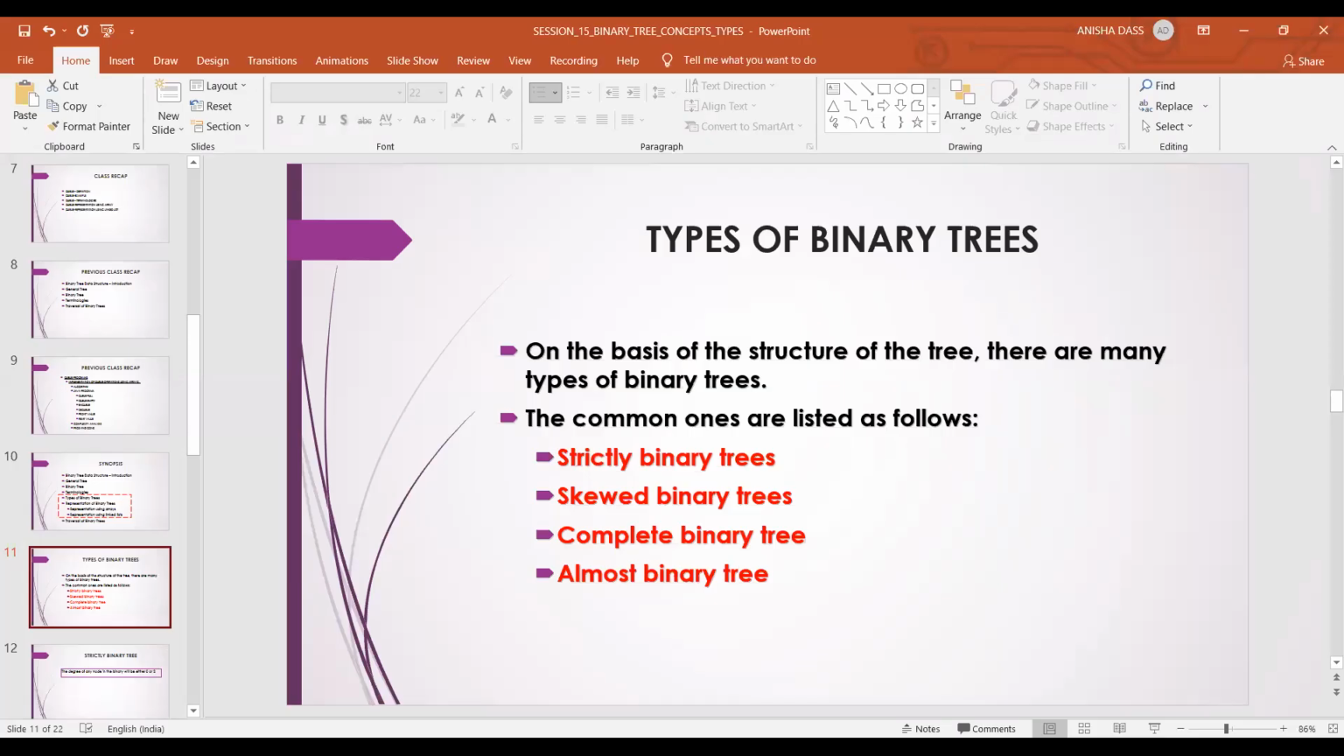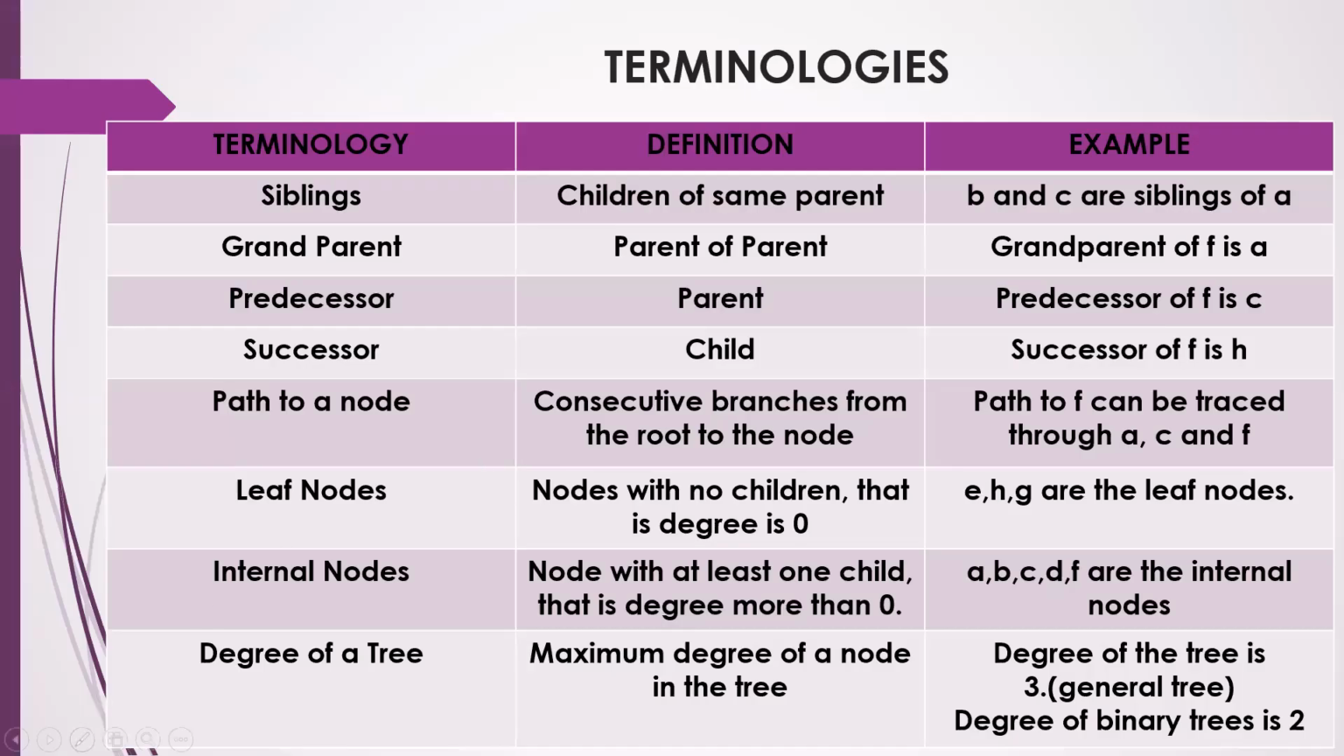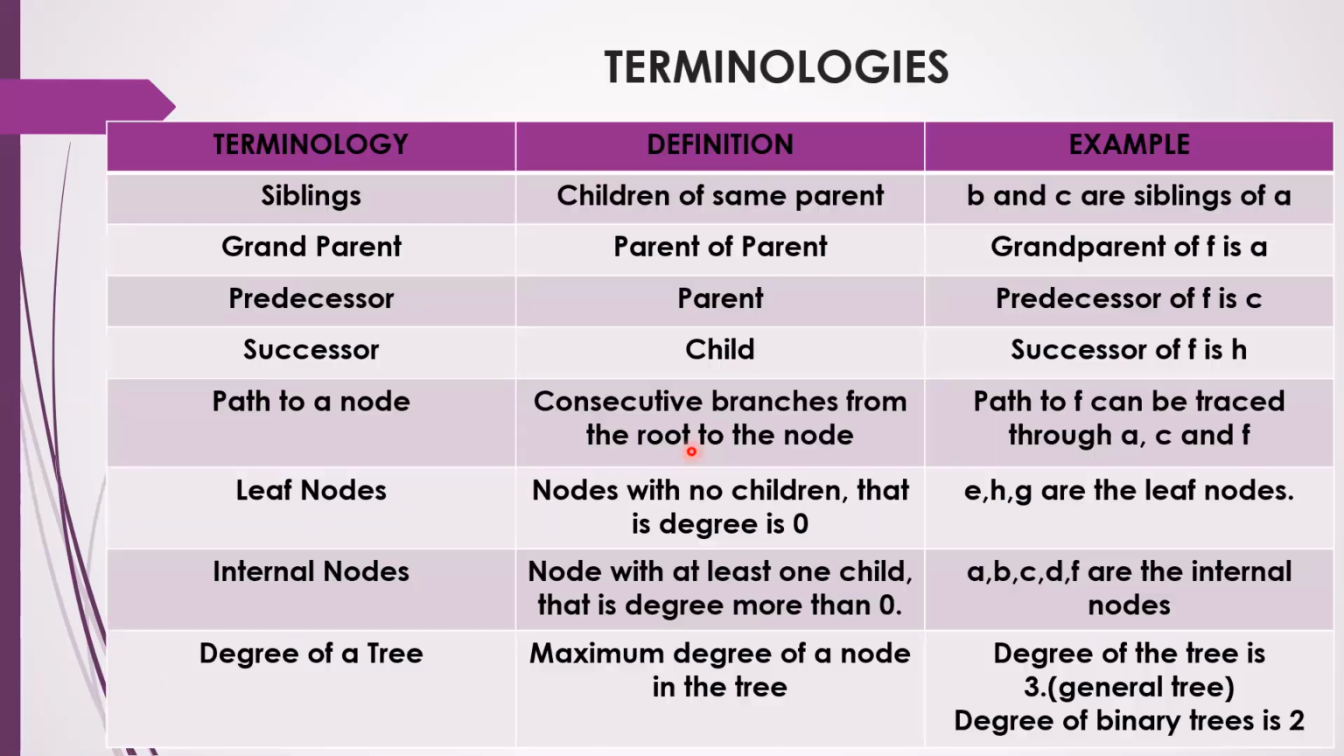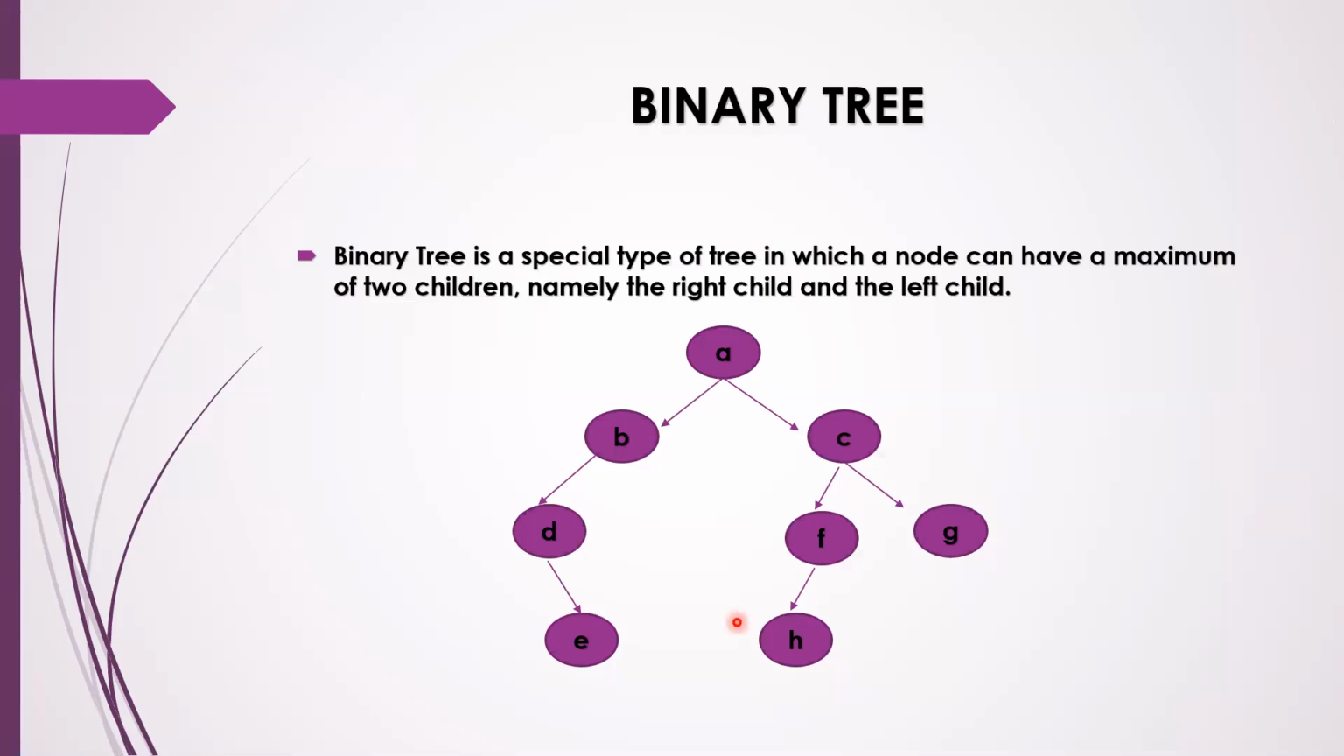Before that, you have to know about the degree of a node. As you know, what is a sibling? Children of the same parent. B and C are siblings, children of A. And grandparent is the parent of a parent. The grandparent of F is A. As you can see, F's parent is C, and F's grandparent is A.